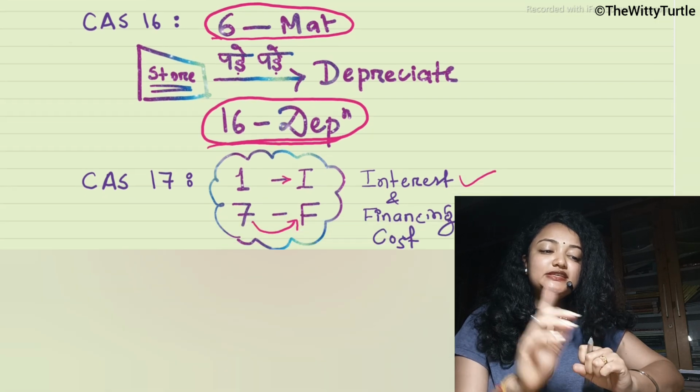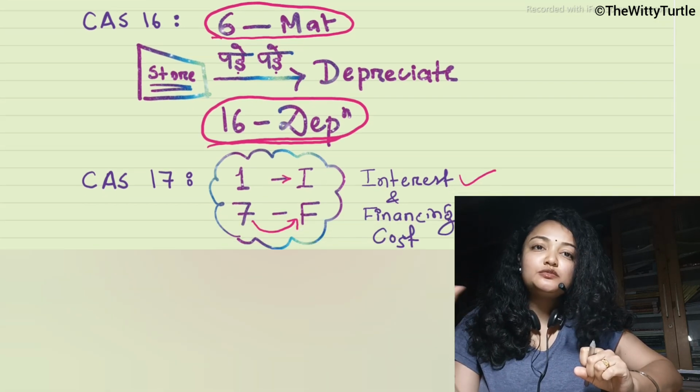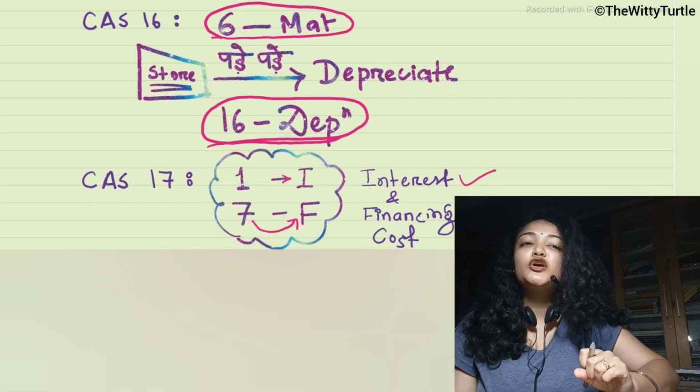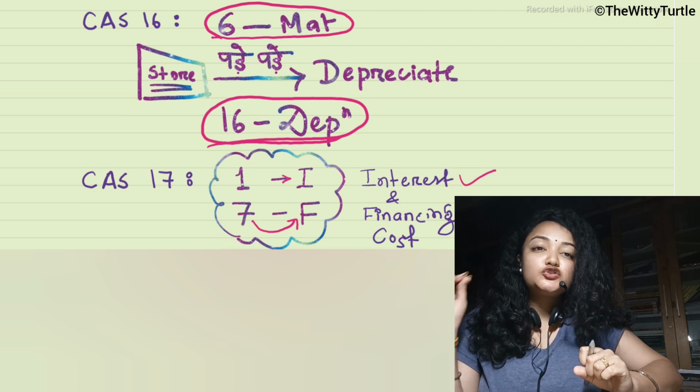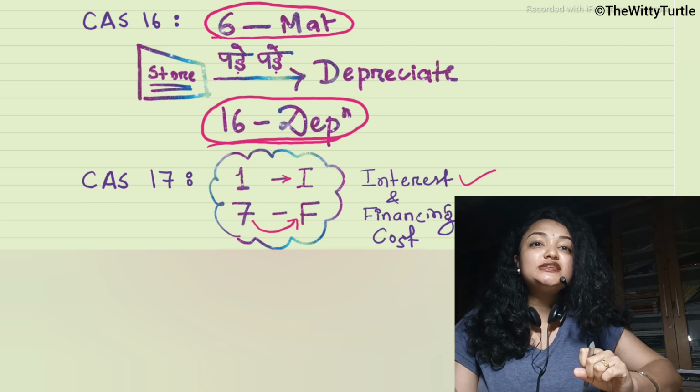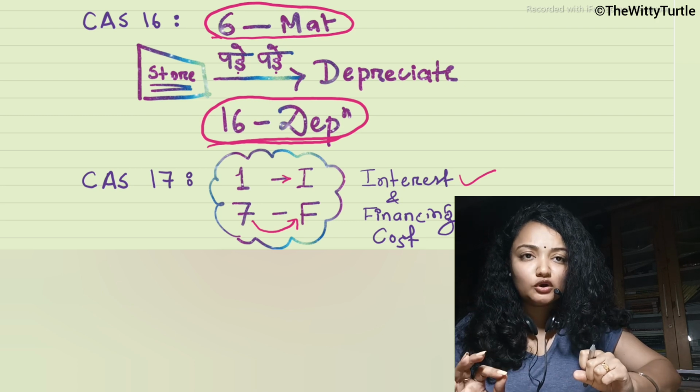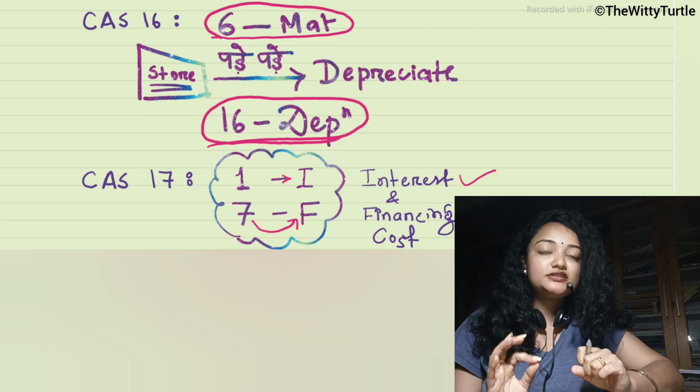Then we have CAS 16. So 6 क्या था? 6 was material. Material को अगर आप store में रखोगे वो पड़े पड़े depreciate हो जाएगा. So CAS 16 will be what? Your depreciation. And depreciation के साथ हमेशा आता है amortization cost. Right? Depreciation and amortization cost.